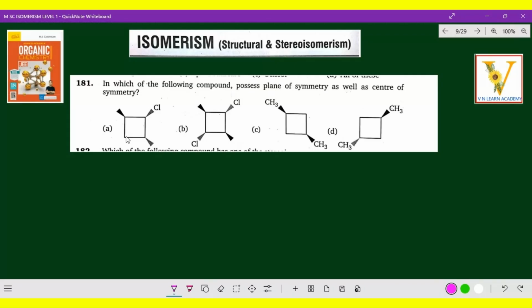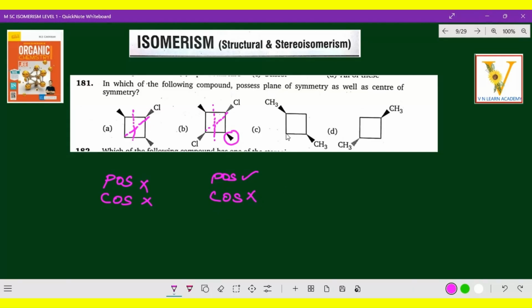So let us discuss. As we check POS here, POS is not available. In the same way, COS is also not available. Why? Because this is a wedge position and these both are dash positions. So in the first compound there is no POS and COS. Both are absent, and it's a chiral compound also. Now the next one: here dash position and this is wedge position. As we cut over here, POS is present, but COS is absent.